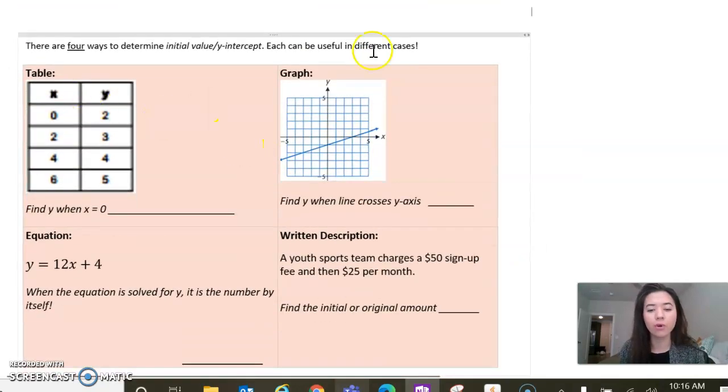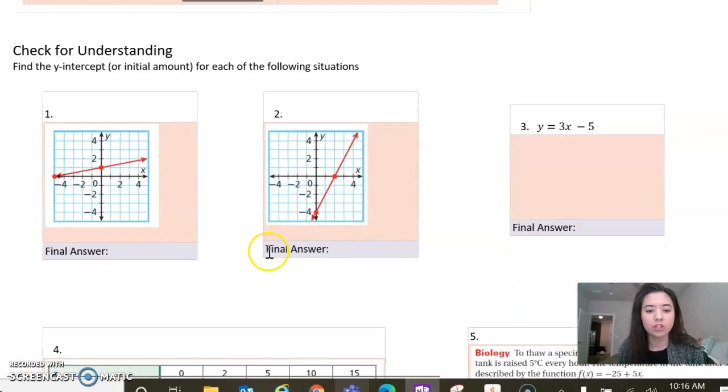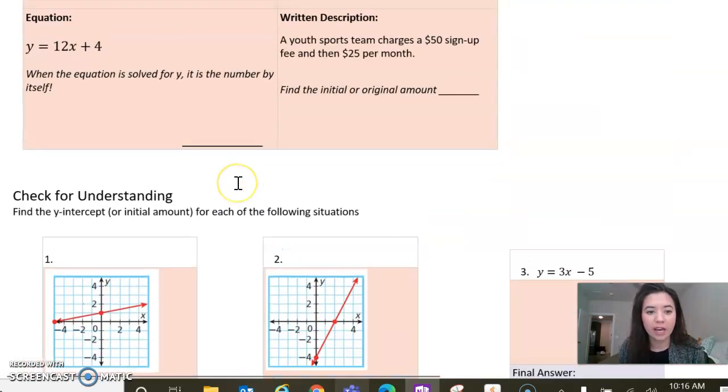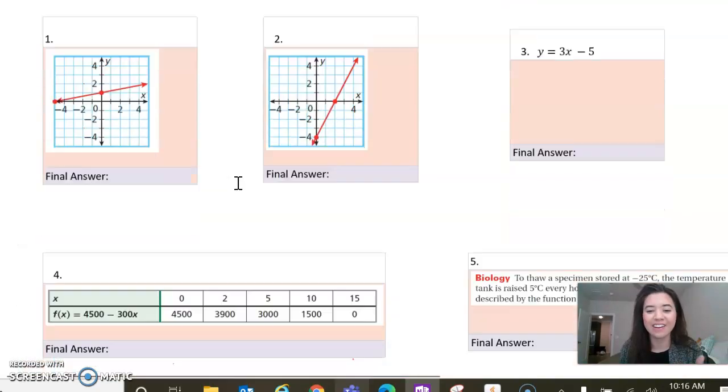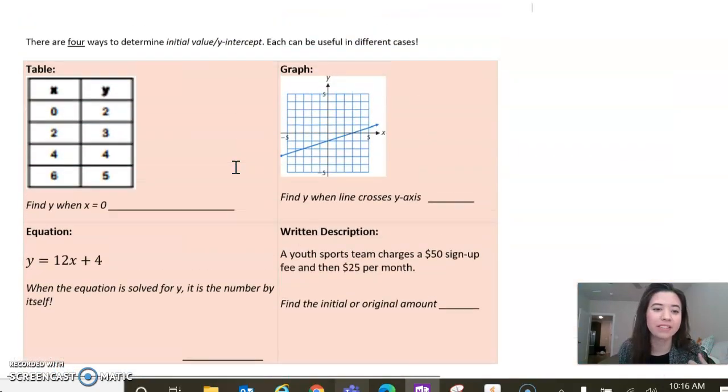Now there's kind of 4 ways we're going to look at this. We're going to figure out how to find the y-intercept from a table, graph, equation, and a story. And then we'll try a few on our own. Except you will not be going into Pear Deck right after these. You'll go into your independent practice.